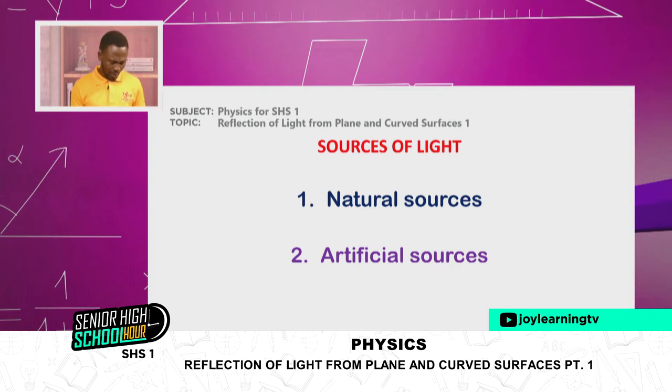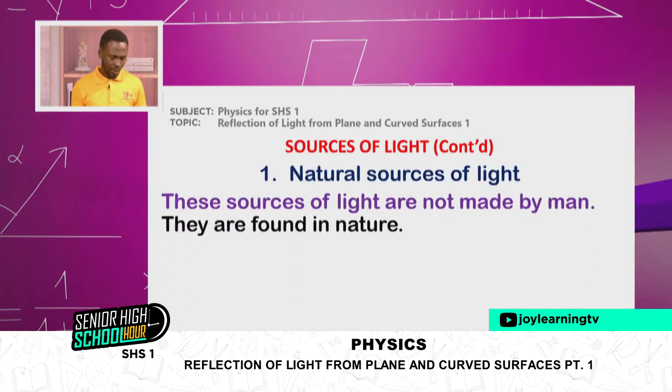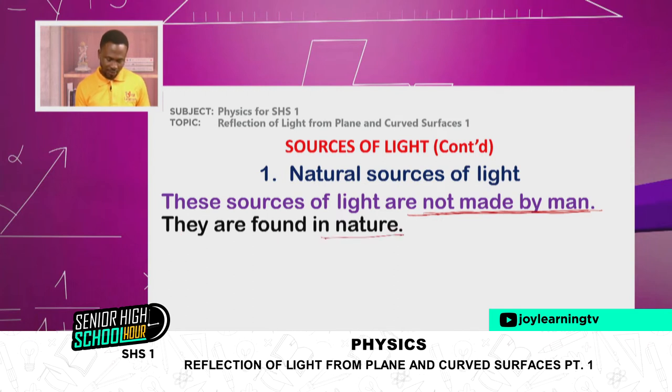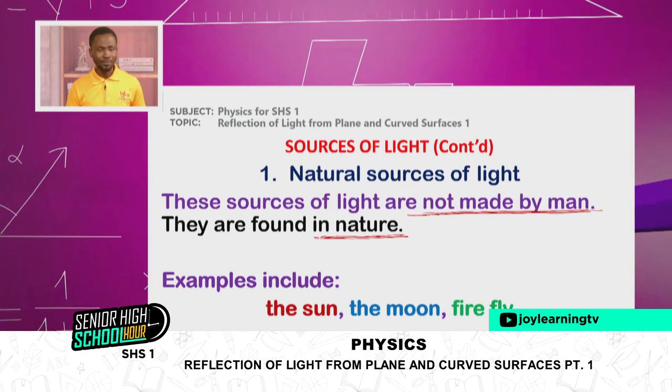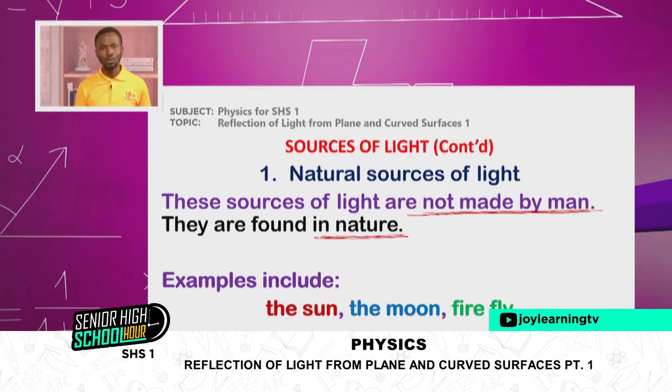Let's look at the first one. When we say natural sources of light, what do we mean? We mean these sources of light are not made by man. No human being created those light sources. They are found in nature. So it wasn't made by man. Can we try and get one or two examples of natural sources of light? I'm saying the sun. There's no human being on the surface of the earth who can say he made the sun. No.